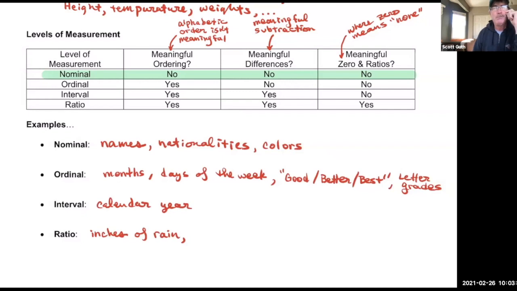Now you could probably come up with some way to make it so that 0 means none. There's always a clever way to do that. Like you could say, well, the calendar year just measures the number of years since year 0. And now I've just made it a ratio measurement, because 0 would mean no years since 0. Do you hear what I did? So you could pull it off, but that's not what people usually mean when they talk about the calendar year.